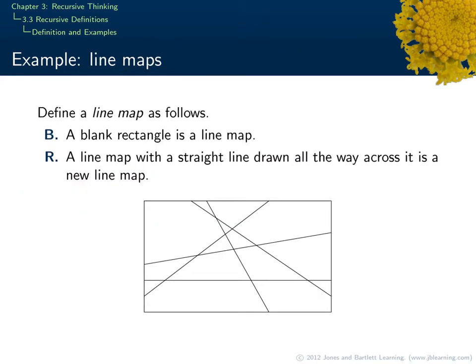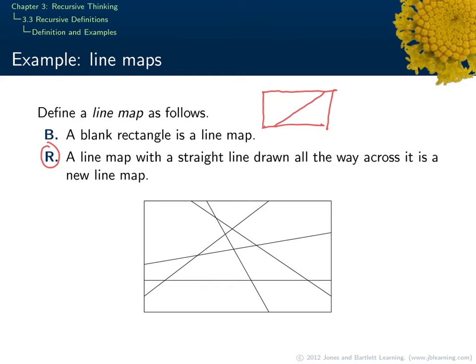Another example of a recursively defined object is what's called a line map. So what you do is you start with a blank rectangle. Okay, that is the base case. It's the simplest object. And then to create other line maps, what you do is you insert lines across the rectangle. So that new object that I get is another line map that I formed using the recursion.